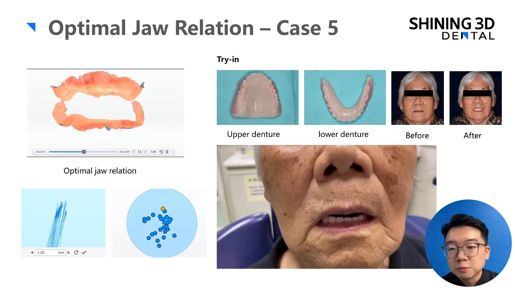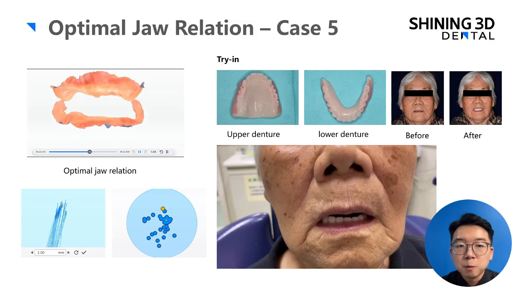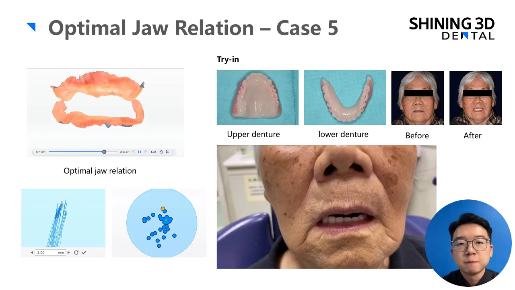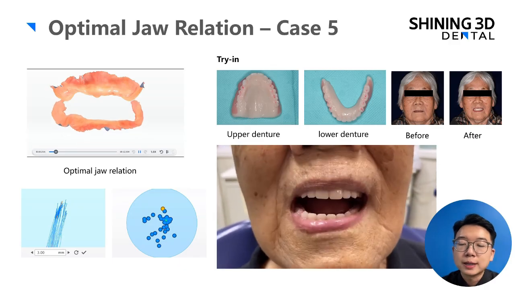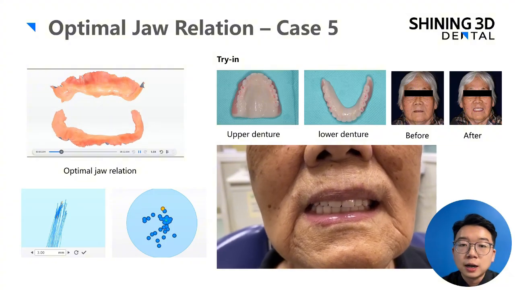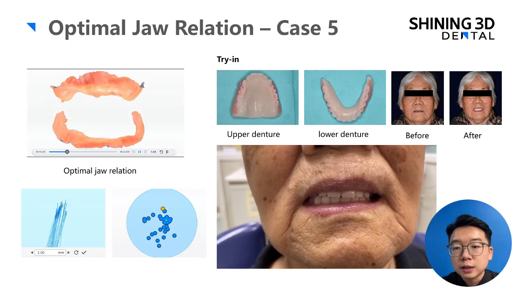We're using the optimal jaw relation function to get the bite for this patient, and once we get the bite data as well as the intraoral scan data, we send it to the lab to let the lab finish the design, then manufacture it and deliver it to the patient. We also tested the try-in for this patient, as you can tell from the pictures displayed on this page. The try-in result is very good and very ideal. Also, minimal occlusal adjustment is needed for this patient as well.